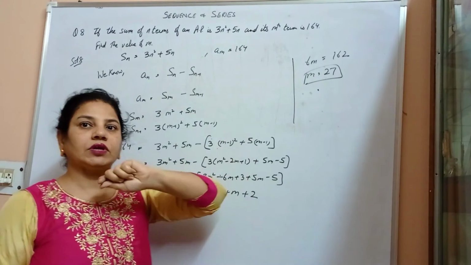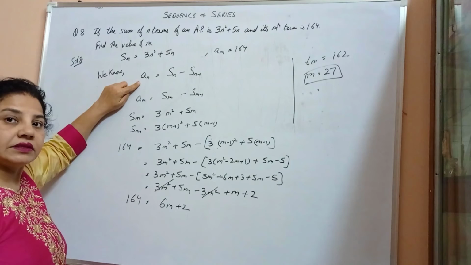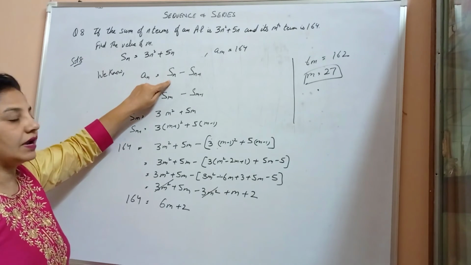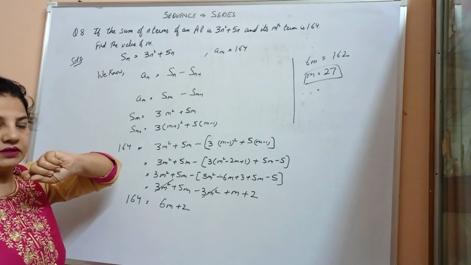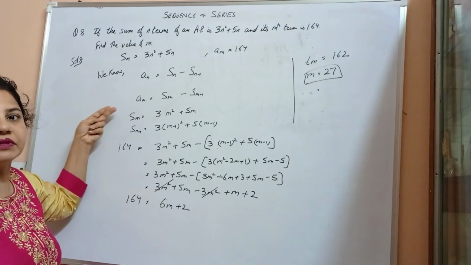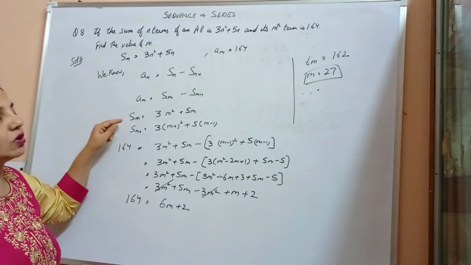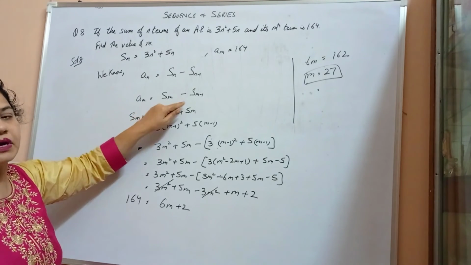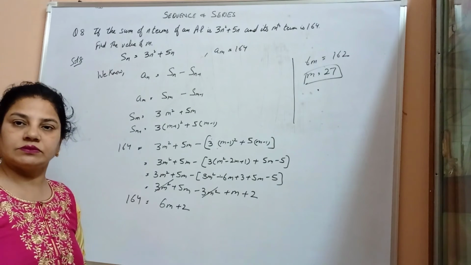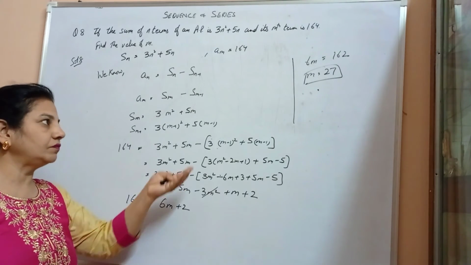The only thing we have to keep in mind is that the nth term will be the sum of n terms minus the sum of n minus 1 terms. Similarly, as the mth term is given to us, the mth term is also equal to the sum of first m terms minus the sum of first m minus 1 terms. On substituting the values, we get the value.